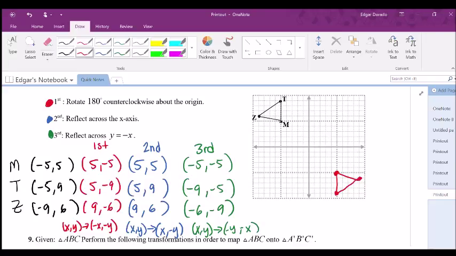Alright, so where were we at? So we had just reflected, so we had done this first step. I'm sorry, not reflected, we rotated 180 degrees. So that's my first step. My second step was to go ahead and reflect over the x-axis. So that gave us a new set of coordinates, which were 5, 5, 5, 9, and 9, 6. And once we had that, we had our final transformation, which was to reflect over the line y equals negative x, which gave us our last set of coordinates, which were negative 5, negative 5, negative 9, negative 5, and negative 6, negative 9.